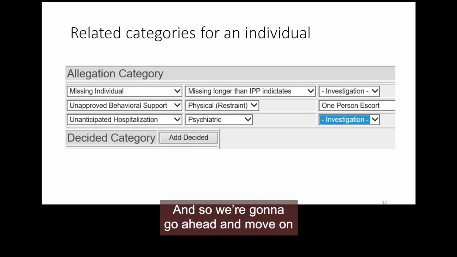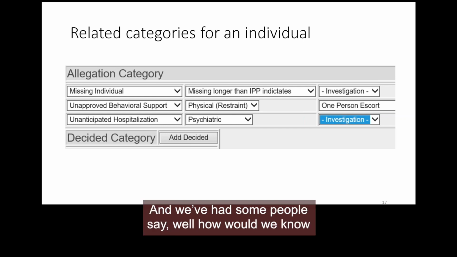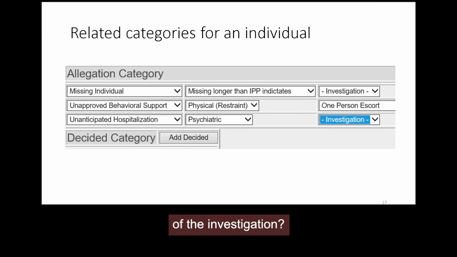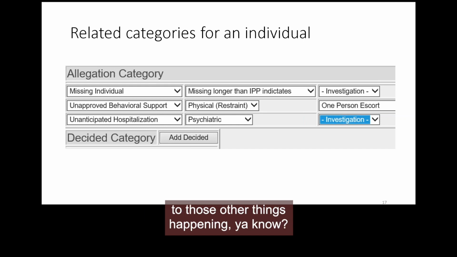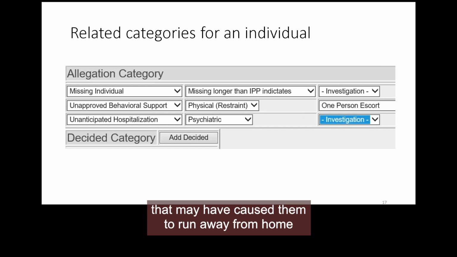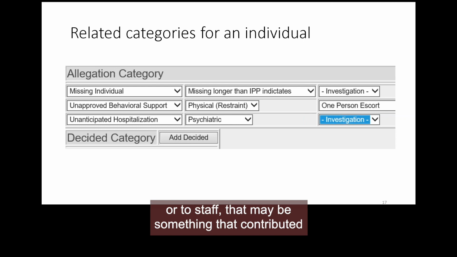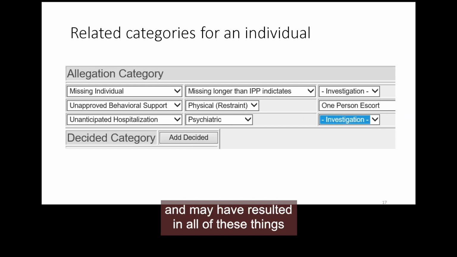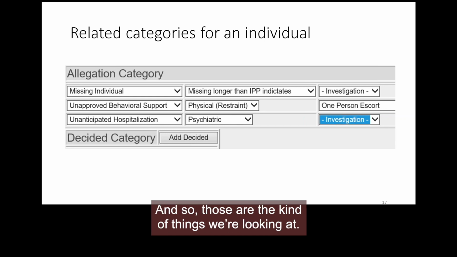We're going to move on and give some additional examples, and hopefully that will clear things up. Some people have asked, how would we know what the root cause is at the beginning of the investigation? That's a very good question. I'm not saying that you're going to know that all the time, but you may know there's something contributing to those other things happening. If someone is having psychiatric issues, that may have caused them to run away from home, and also to display a lot of physical aggression towards their peers or staff. That may have resulted in all of these things co-occurring at the same time. Those are the kind of things we're looking at.